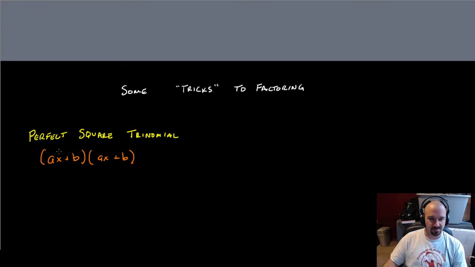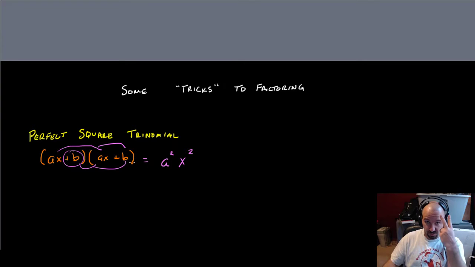Anyway, we're going to distribute. So if we distribute all of our terms the way the distributive property wants, we get a times a for a squared, and then x times x for x squared. Ax times b and b times ax both result in an a times b times x, but there's 2 of them. So this is going to be plus 2abx. And then at the end, we're going to have plus b squared.